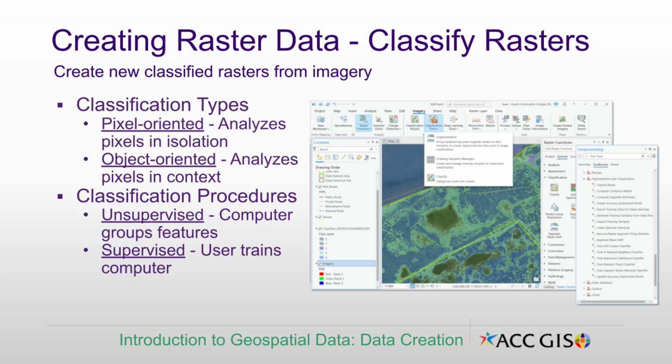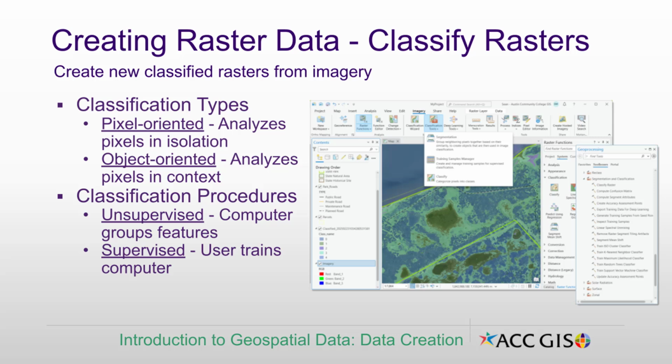Supervised is where the user trains the computer. I go in and I create training samples that say this is forest, this is water, and this is grass, and then the computer goes in and finds the corresponding pixels and groups those together. Now, which type or process you use depends on what you're trying to accomplish. You can, for example, have unsupervised object-oriented classification, or you could, for example, have supervised pixel-oriented classification.